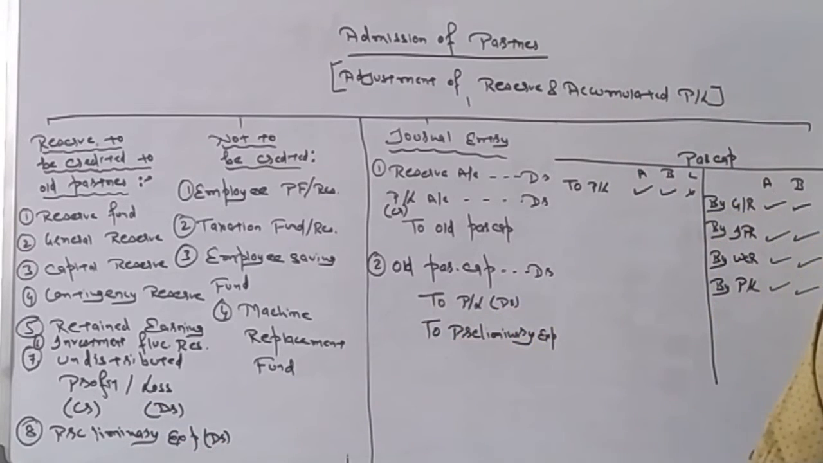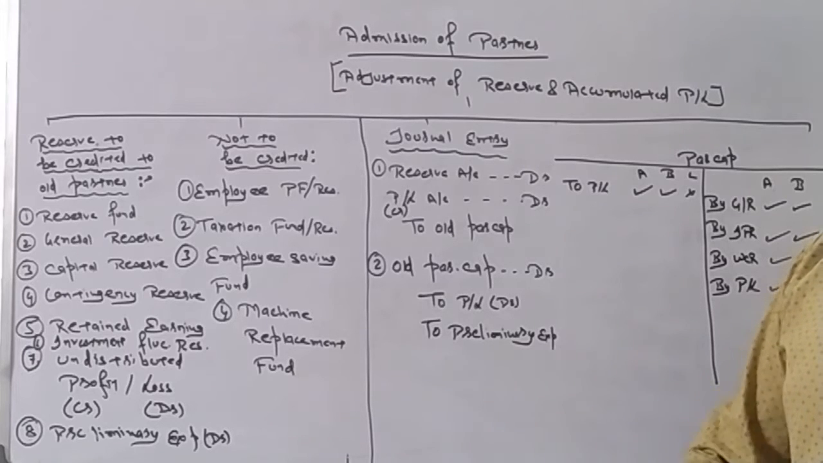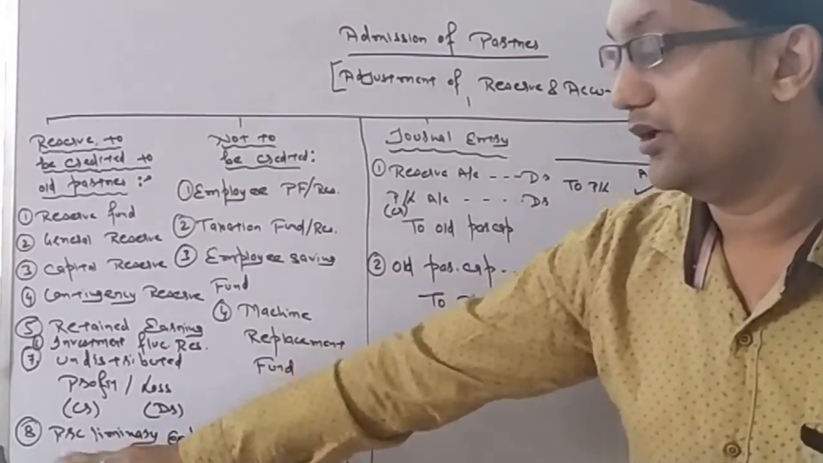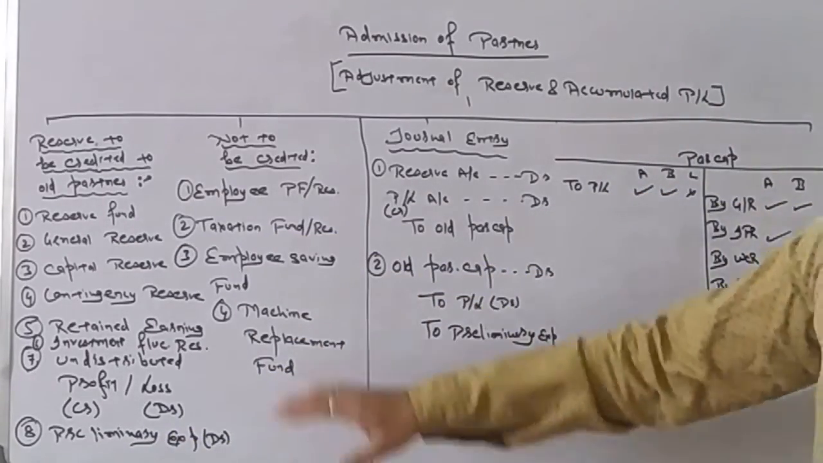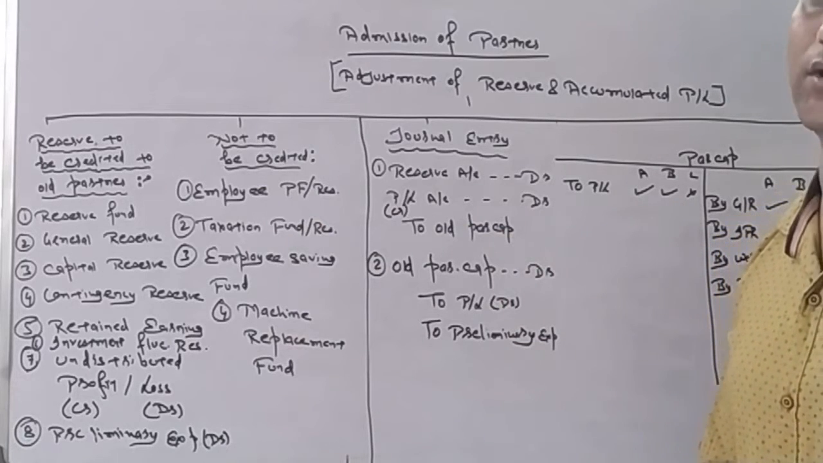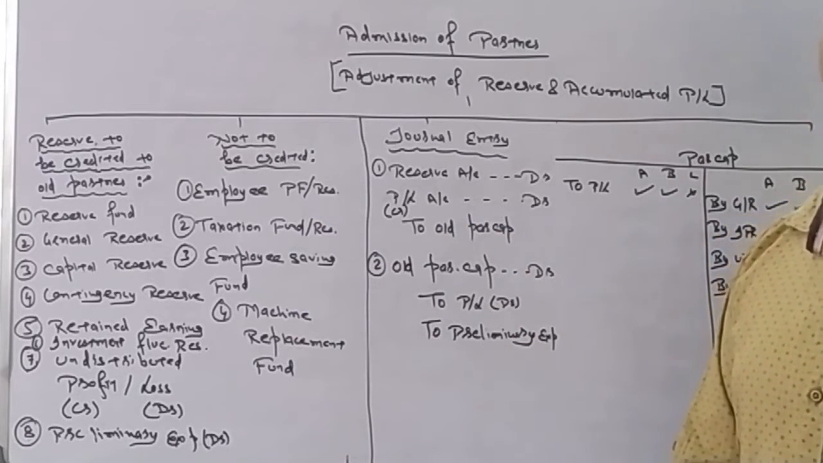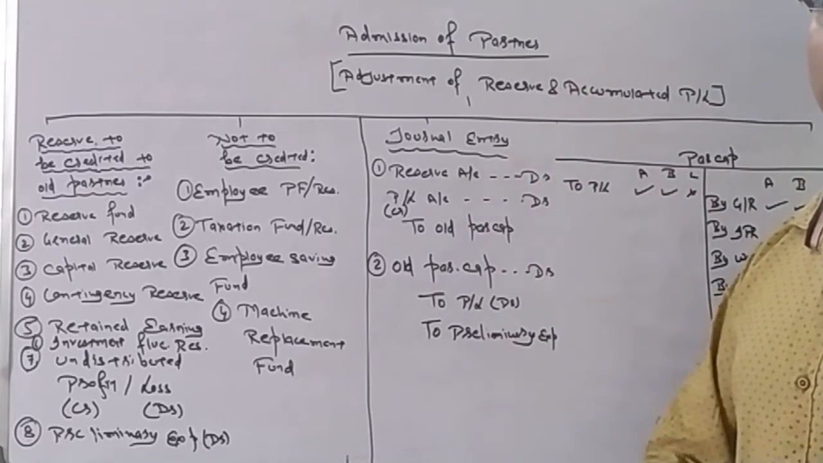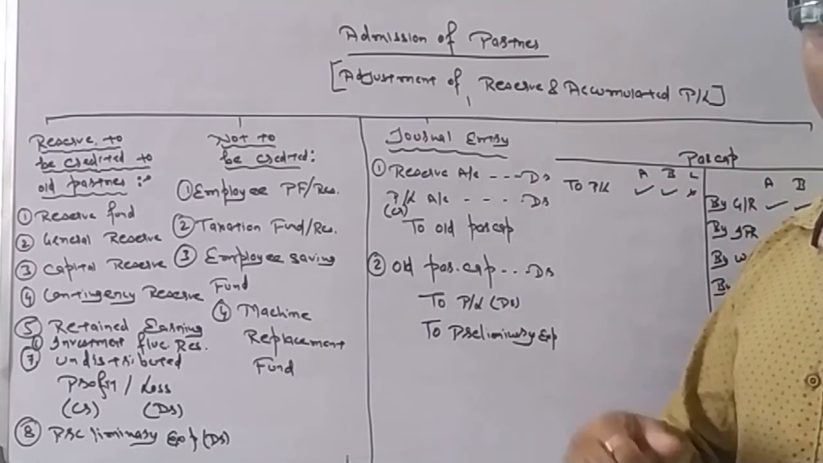Preliminary expenses, any deferred expenses will be there on the asset side. Those expenses don't have any value. Now they will be written off from the balance sheet and distributed to partners. How they will be dealt with, we will discuss later on. Now what is the list which cannot be credited? What are the reserves which cannot be credited to partners, which will remain in the new balance sheet?